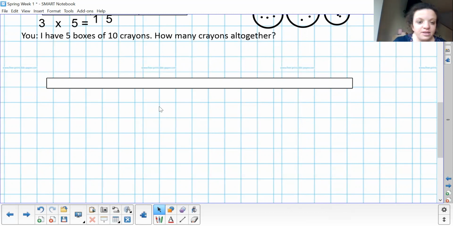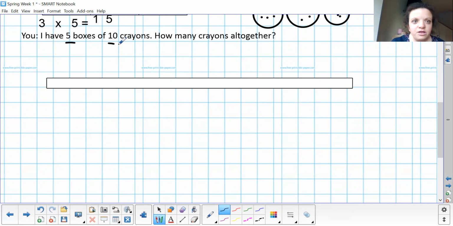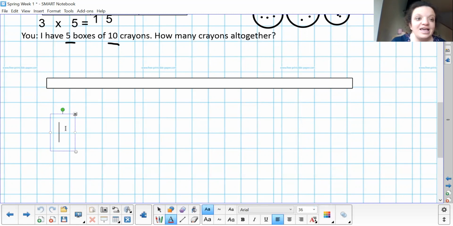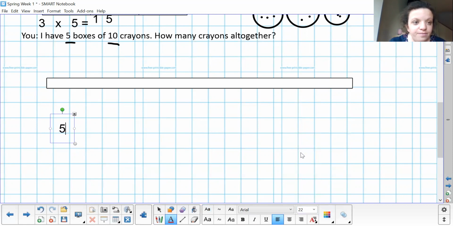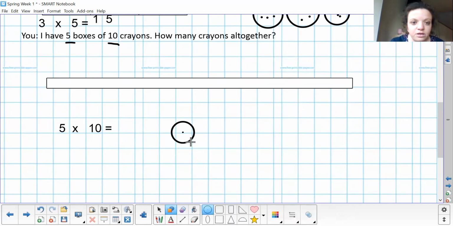Okay, well done. So we've got 5 boxes of 10. So we're not doing 5 add 10. We're going to be doing 5 times 10, because a box is like a group, it's like a bag, it's 5 lots of something. So we're going to have 5 times 10. Okay, now let's draw our 5.